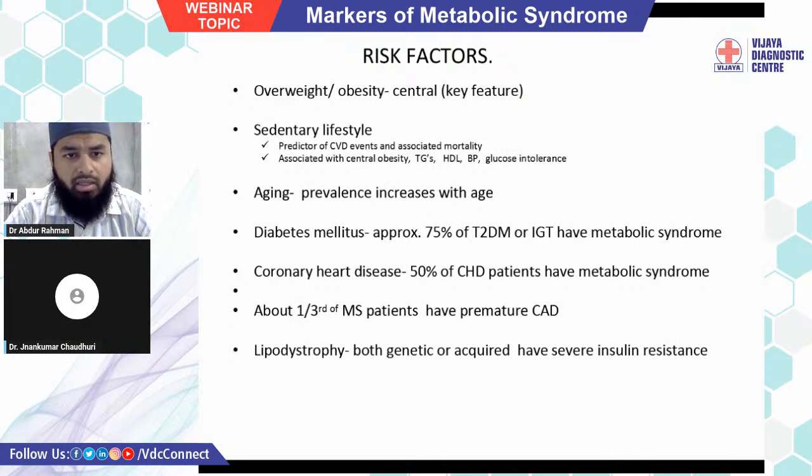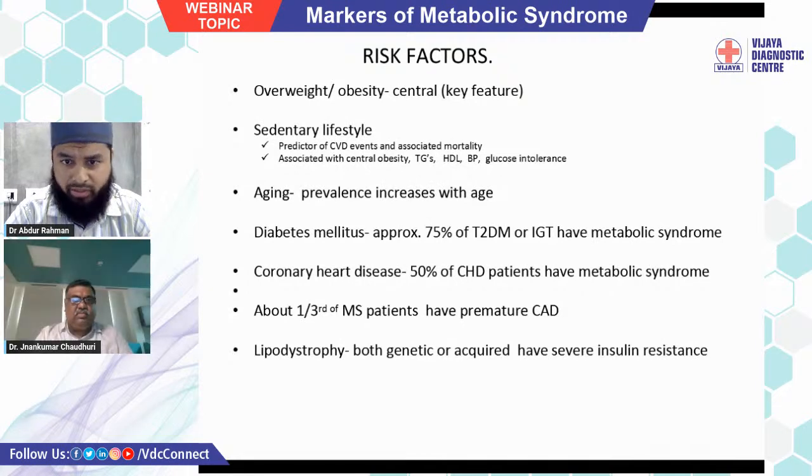Then aging. The prevalence increases with age. Then diabetes mellitus. Approximately 75% of type 2 DM or impaired glucose tolerance patients have metabolic syndrome. Then coronary heart disease. 50% of CHD patients have metabolic syndrome. So we can easily see that more than 50% of CVD patients and 75% of diabetes patients have metabolic syndrome, and with its advancement, the disease gets worse.